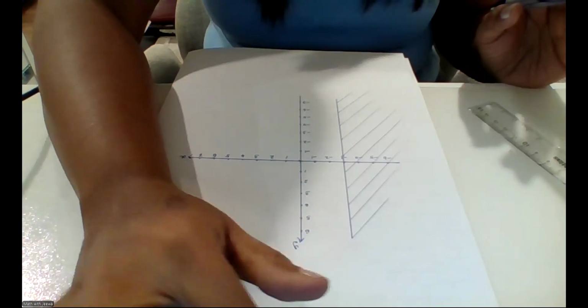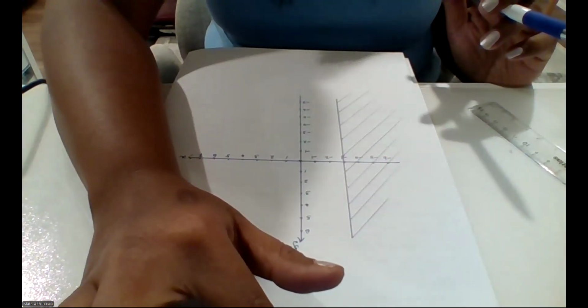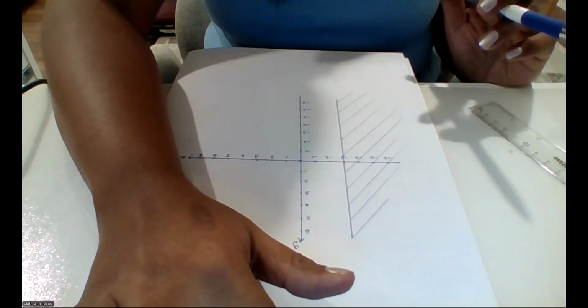It's like this. So here you can see, to indicate this and to make future work easier, we use a continuous line for the boundaries when it is included, and we shade the region we do not want. Keep that in your mind. Always we shade the region we do not want, according to your curriculum. That is what we are doing. Otherwise, I know most of the students normally have doubts.